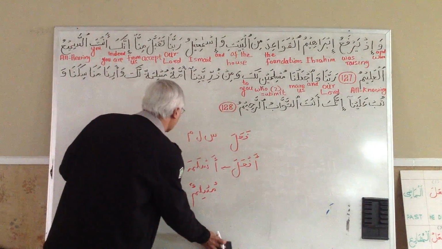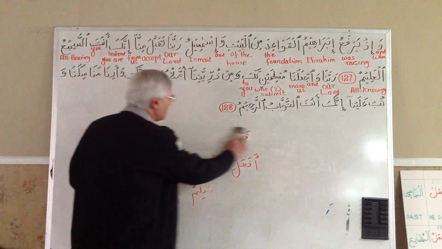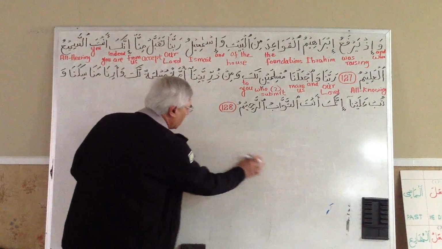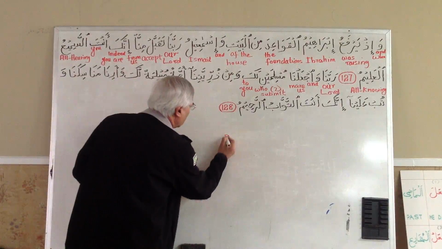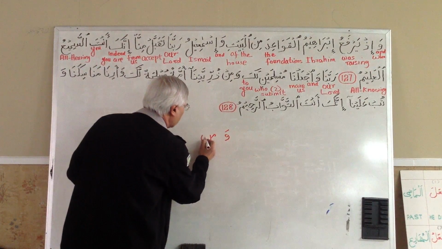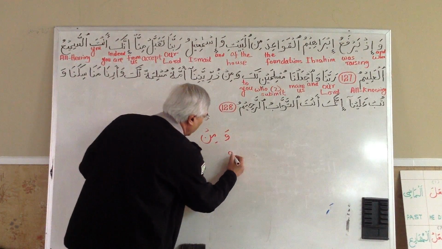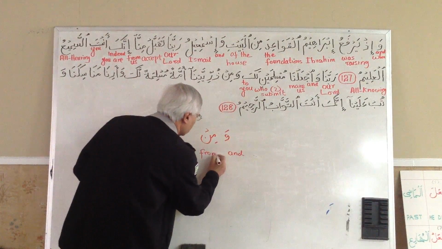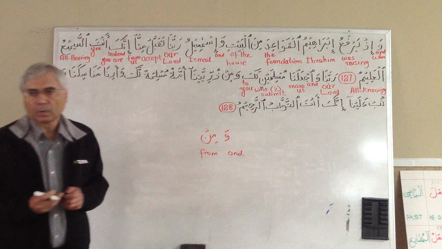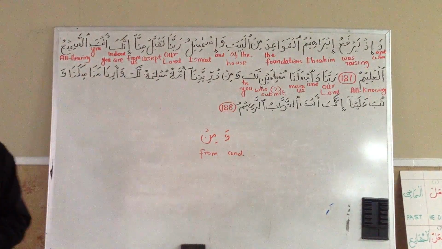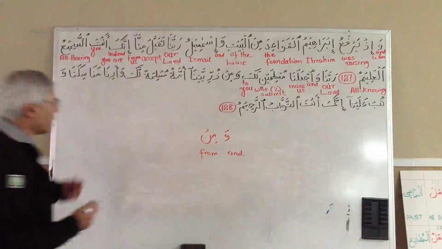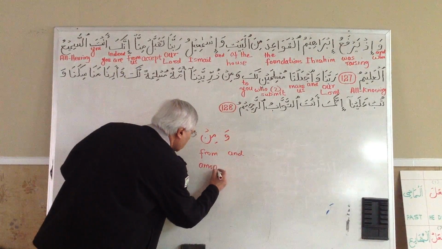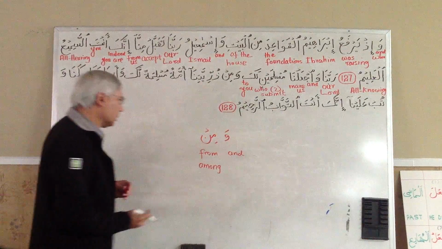Wa min dhurriyyatina. Wa means and, min means from. And min also means among. And among.